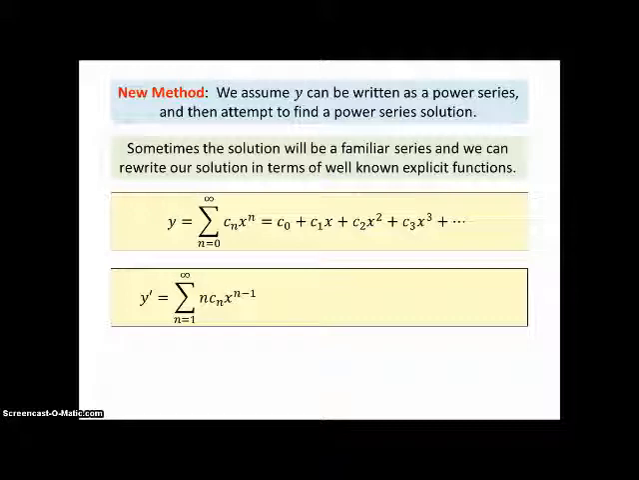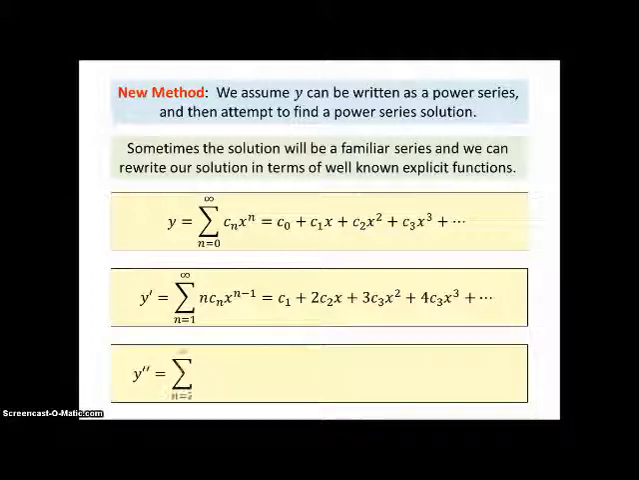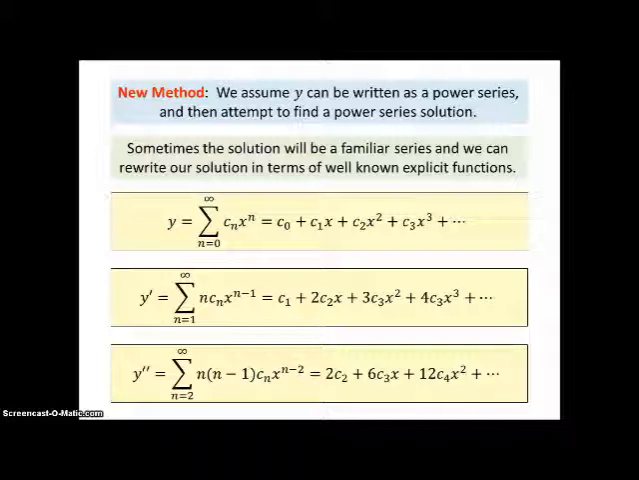Y prime, then, you get rid of the c sub 0, that goes to 0, and then you take the derivative of each term and you get this power series. And then finally, since we're doing second-order differential equations, take the second derivative and c1 goes to 0, and you can take the derivative of the general term, or you can take the derivative of each of the terms in the expanded form. So we're going to use these 3 formulas in our method.